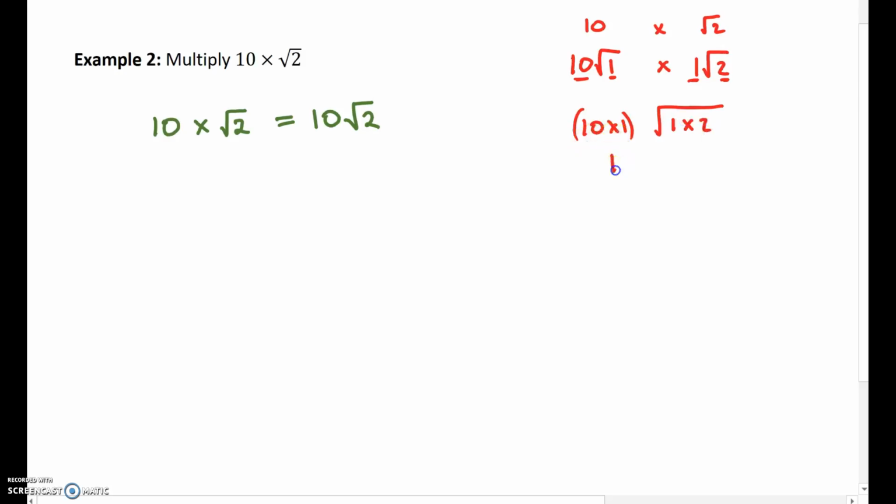Okay, so 10 times 1 is 10, 1 times 2 is 2. But in effect, what you're really going to do is just write the two pieces together. So 10 times the square root of 2 is just 10 root 2. So this is your answer here.